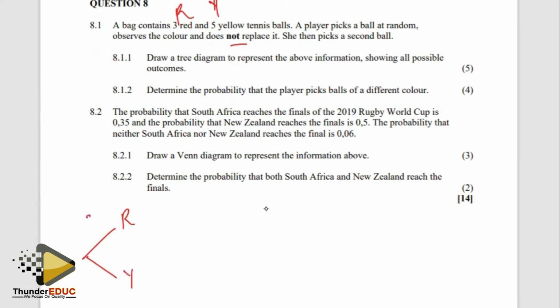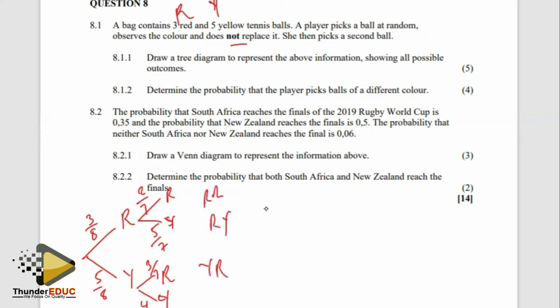If it's a red, that's going to be 3/8. This is going to be 5/8. If the first one was a red, which means the reds are going to decrease in number, so it's going to be 2/7 if the first one was a red. The yellows will still stay intact, which is 5/7. Then here, if it's a red, it will stay 3/7. This would be a yellow, which is 4/7. So we have red red, red yellow, yellow red, and then yellow yellow. So those are the outcomes.